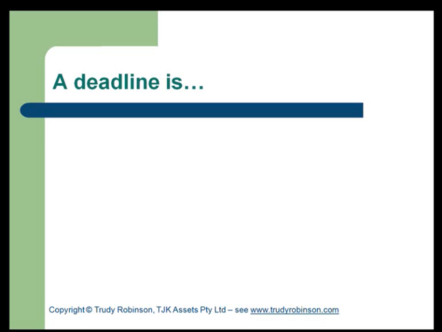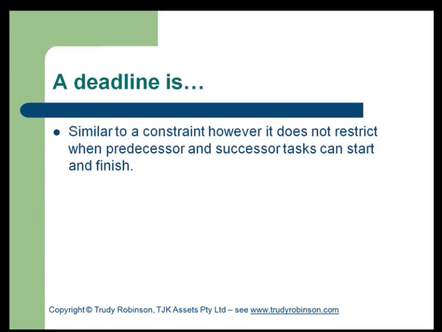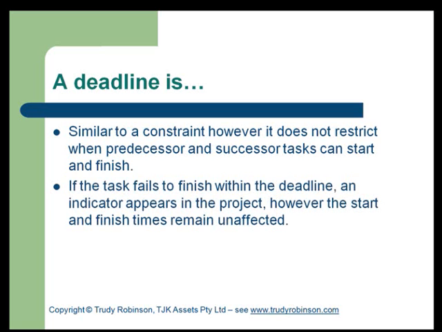Deadlines are another concept that will need to be introduced. It is a type of constraint or similar to a constraint. However, it's not dependent on predecessor and successor tasks. Predecessor and successor tasks will be covered in a further presentation. A deadline is obviously when a task needs to be completed by. If that task fails to finish within the deadline, an indicator can appear in the project Gantt chart or timeline. However, the start and finish times remain unaffected.